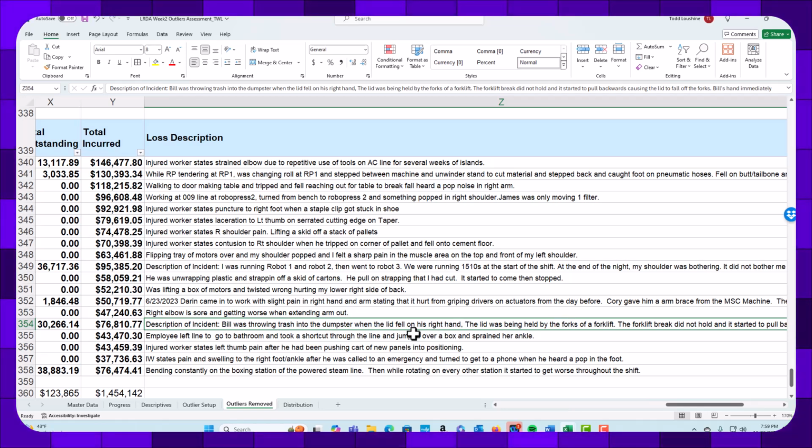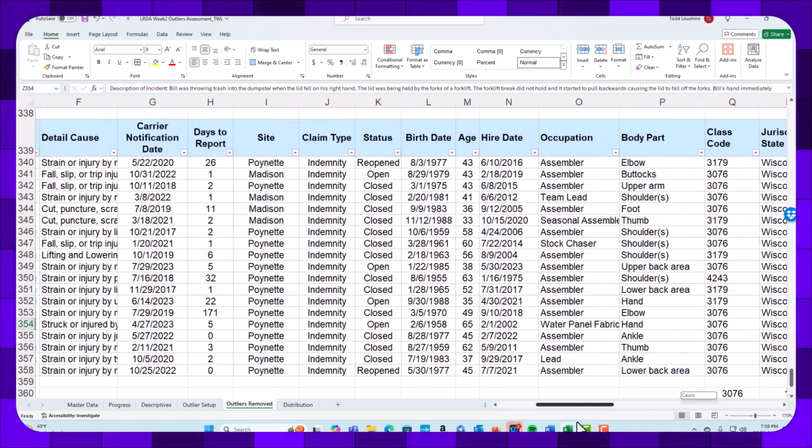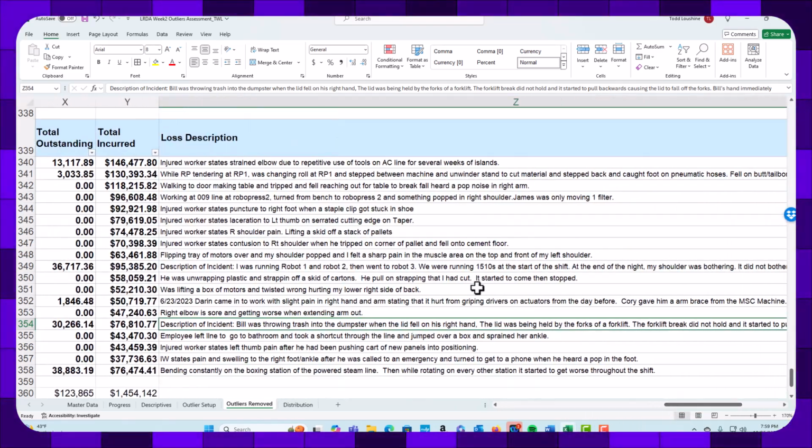Throwing trash in a dumpster when the lid fell on his hand. Is that a struck by? Yep, struck by object. Employee left the line to go to the bathroom, took a shortcut, jumped over a box, strained their ankle. I think they called this a fall. I mean, is that what you call a fall?